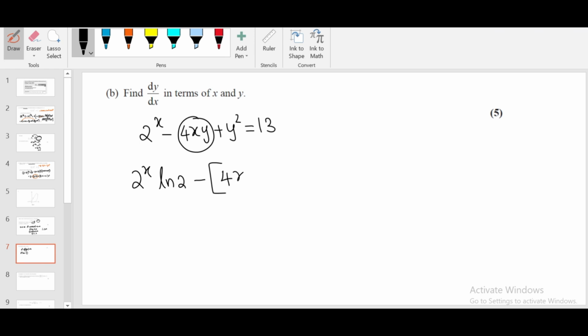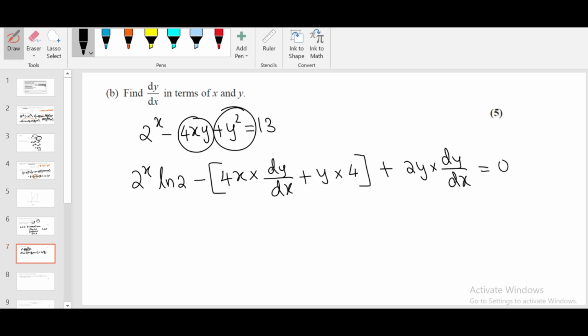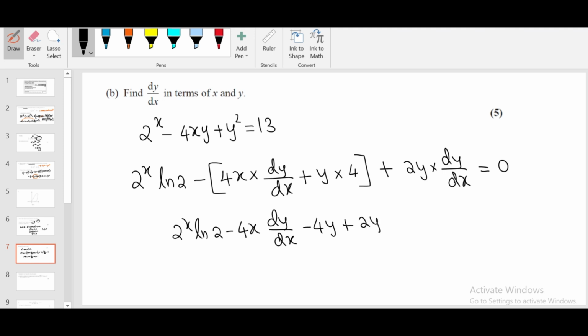I'm going to keep 4x as it is. Derivative of y is 1, but you need to put dy by dx with it. Plus. Keep the second function y as it is. Derivative of 4x is 4. That's a product rule. Plus. Differentiate y square now. 2y times dy by dx is equal to 13 becomes 0. Now we just need to make dy by dx as a subject. So 2 power x ln 2 minus 4x dy by dx minus 4y plus 2y dy over dx is equal to 0. Simplify the like terms.